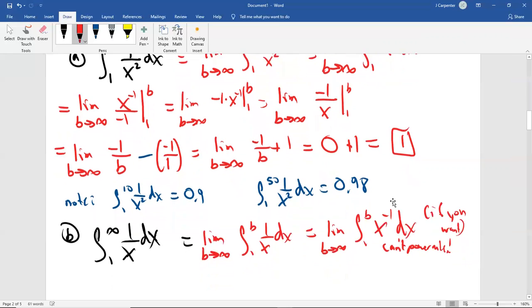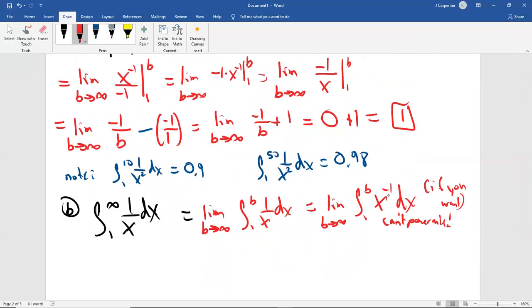This was the natural log case. Remember, the integral of 1 over x dx, or if you wrote it this way, x to the negative 1, is the natural log of the absolute value. So while you can't power rule this, I'm not saying the integral you can't do. You can. We've done it many times.